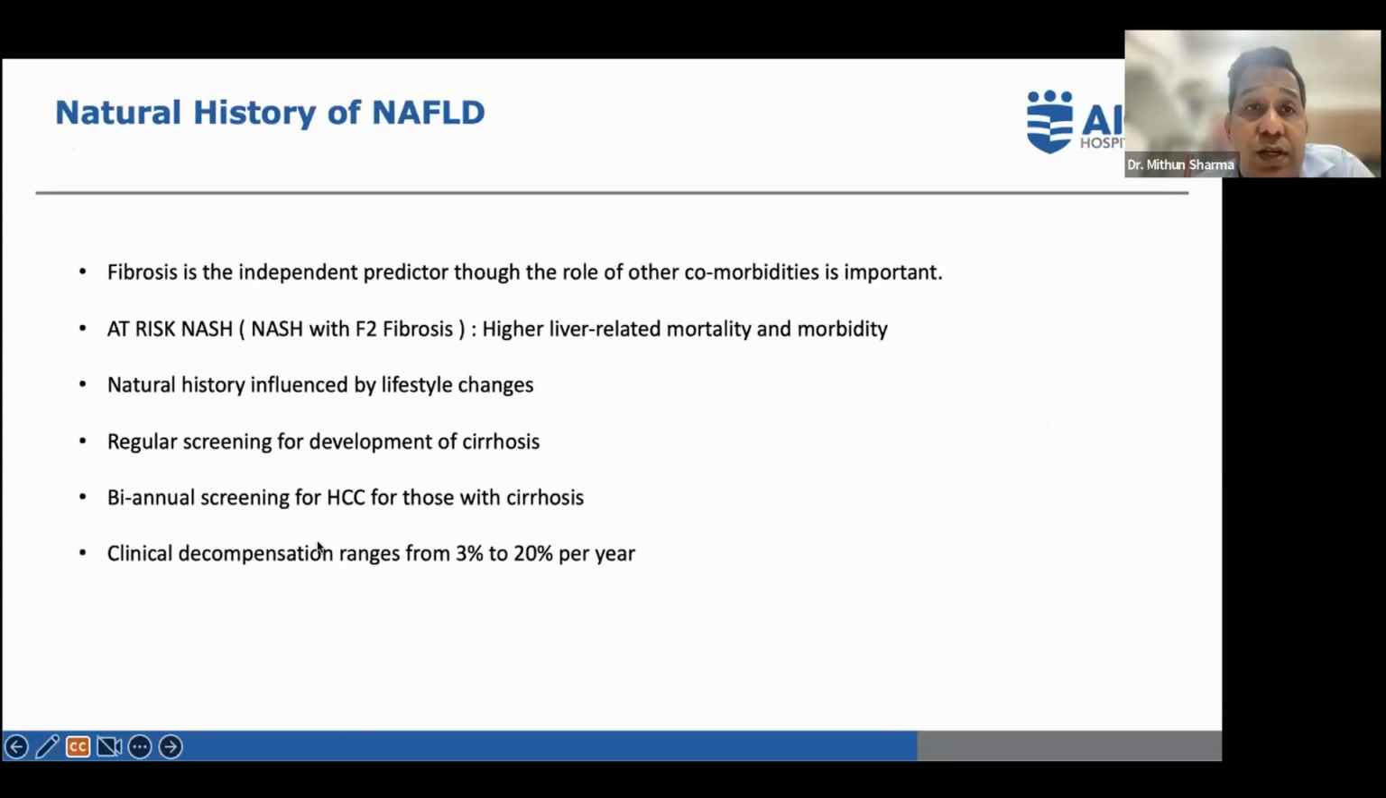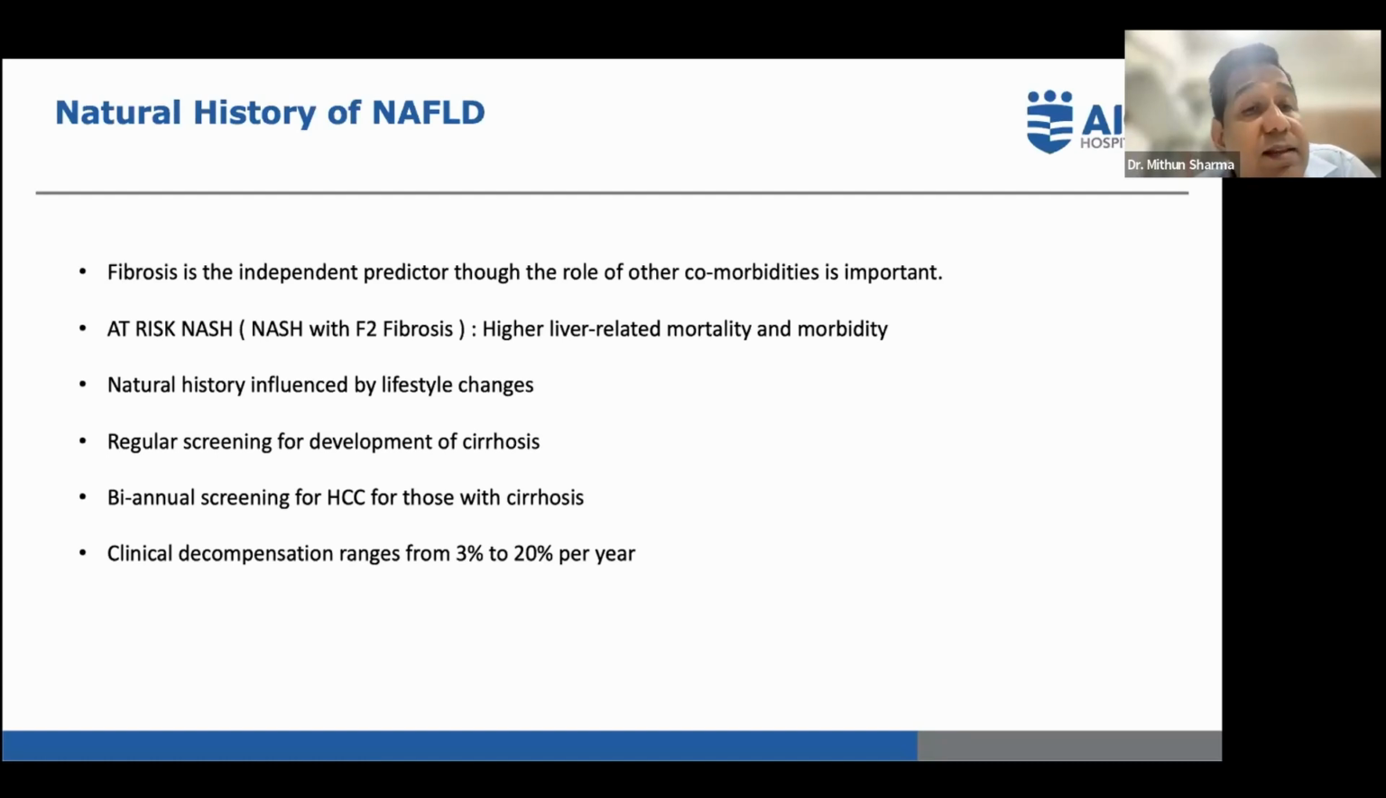On the natural history of non-alcoholic fatty liver disease, we all know that fibrosis is an independent predictor of which NAFL will progress to cirrhosis. The new guidelines have introduced a term called at-risk NASH. These are patients who have non-alcoholic steatohepatitis with F2 fibrosis or higher, diagnosed on biopsy or by 2 non-invasive tests. These patients have been found to have higher liver-related mortality and morbidity.